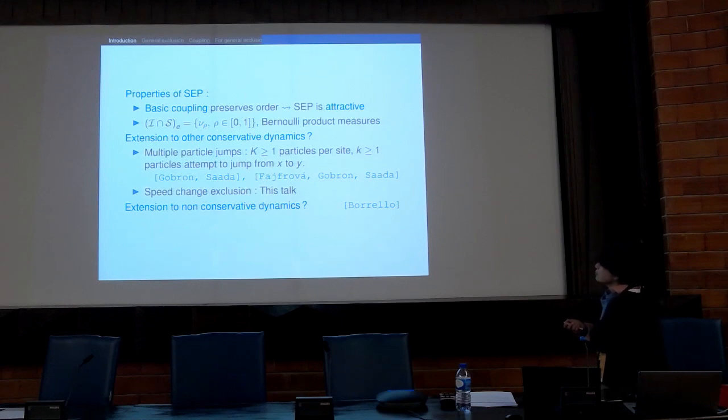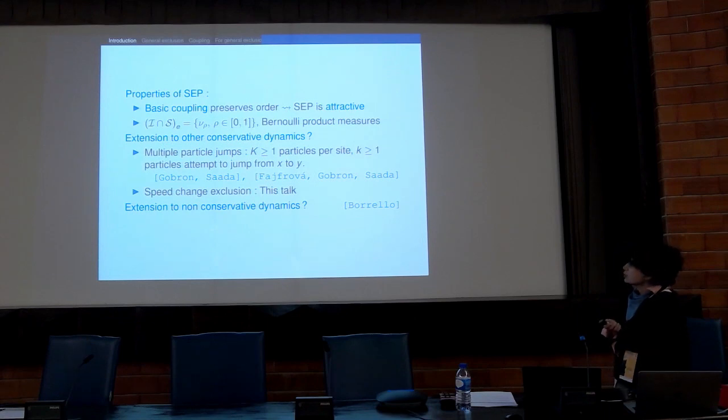And still for simple exclusion. So the question is, we know that simple exclusion is attractive. And for simple exclusion, we know that the extremal invariant and translation invariant measures are the Bernoulli product measures. So can we extend those results to other conservative dynamics?